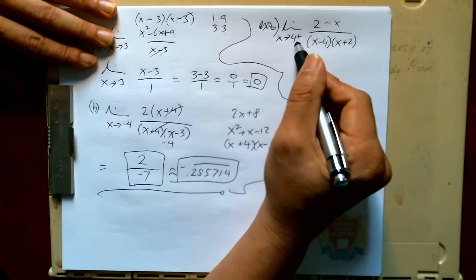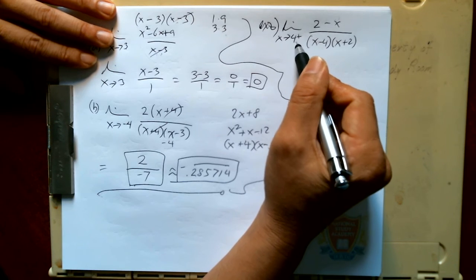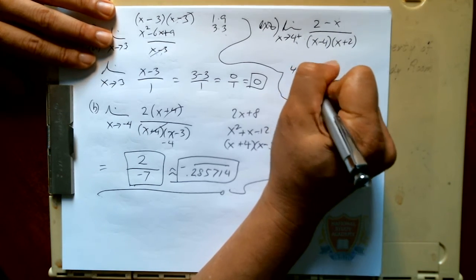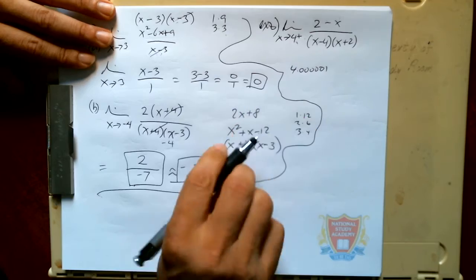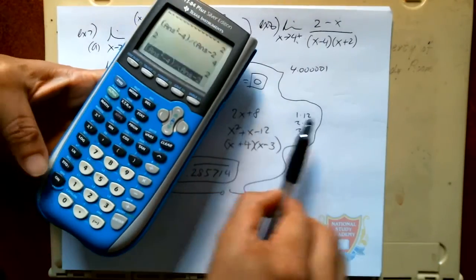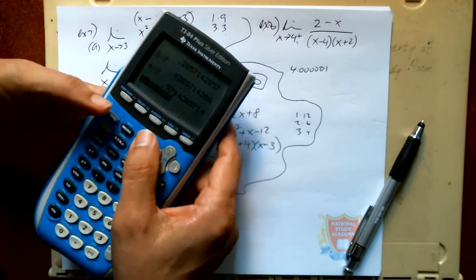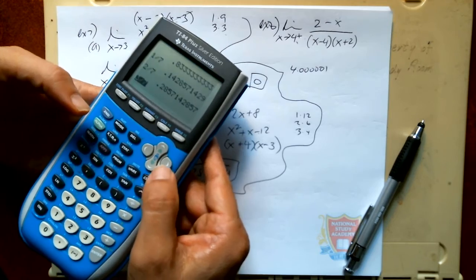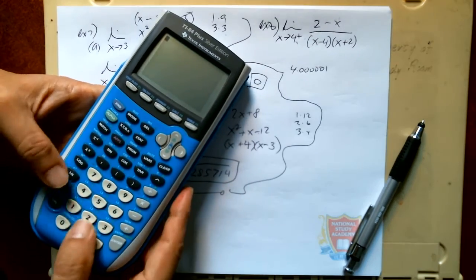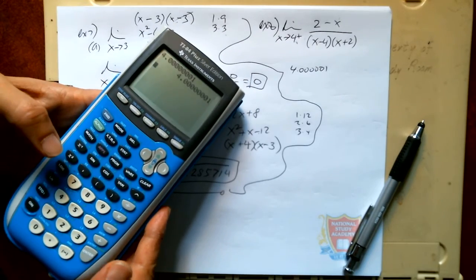So if we're going to use the calculator approach, what number are we going to use for approaching 4 from the positive side? I'm going to try 4.000001. Okay, so where's my calculator? Oh, there it is. Let's clear that. Okay, so 4.000001 from the right side.